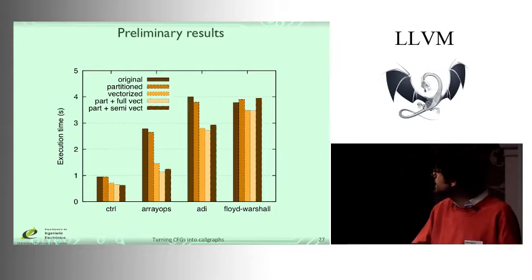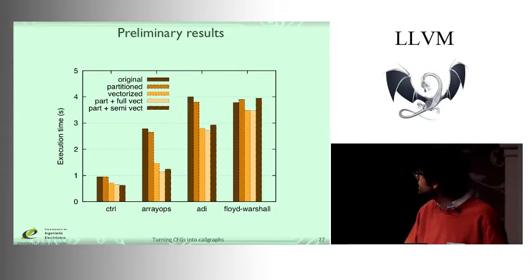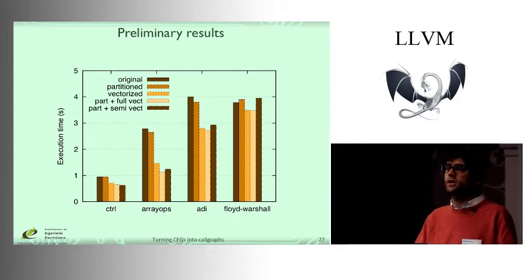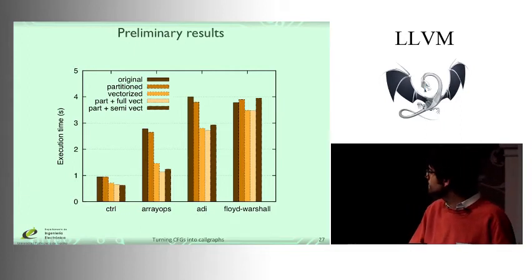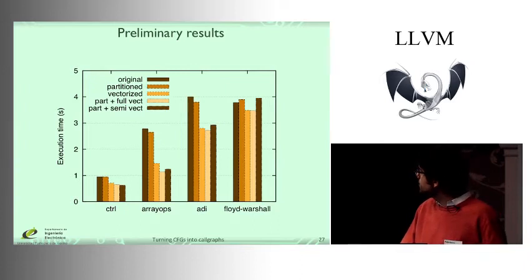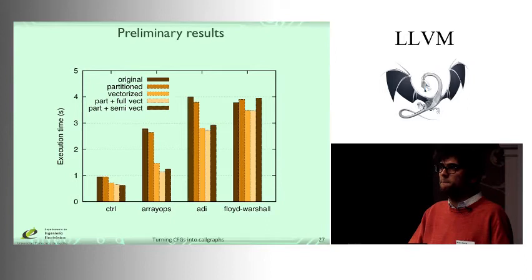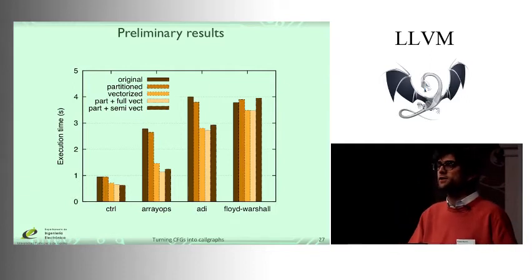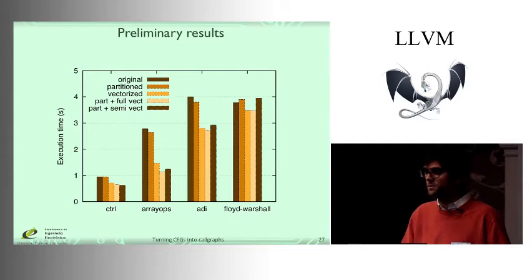The first bar is the original code, and the second one is the partition code, but without vectorization. We haven't turned on vectorization so far. You can see here that, surprisingly, the partition code gets better timings than the original code, whereas it should be the opposite, because we are inserting function calls which take time to execute and also stress the memory system. So why is this?